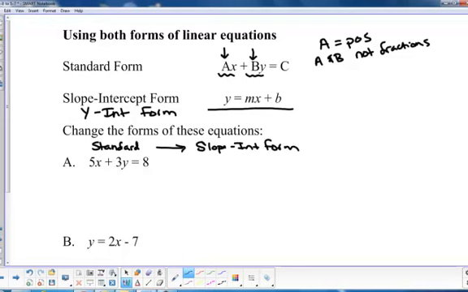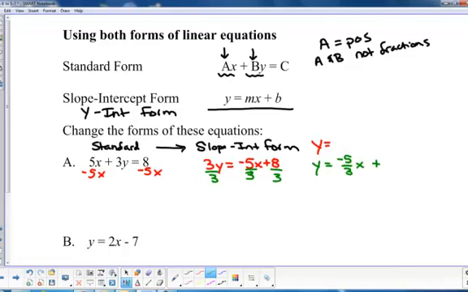Now, standard form is best if you have your x and y intercepts. It's the easiest to work with. Slope-intercept form is easiest to work with if you need to graph it. So slope-intercept form means you're going to solve for y. So we're going to subtract 5x. So 3y equals negative 5x plus 8. And then we're going to isolate the y completely by dividing by 3. So y equals negative 5/3 x plus 8/3.